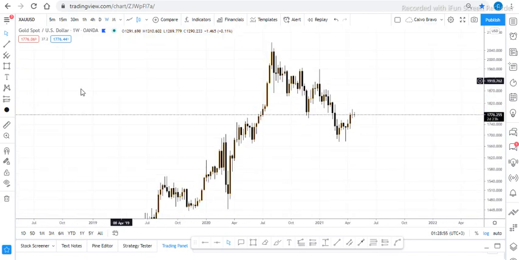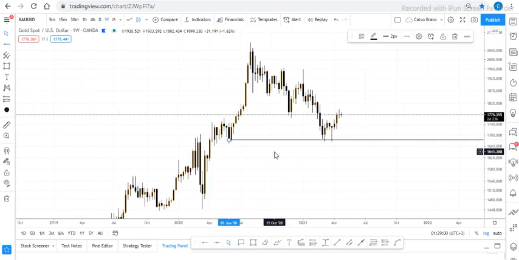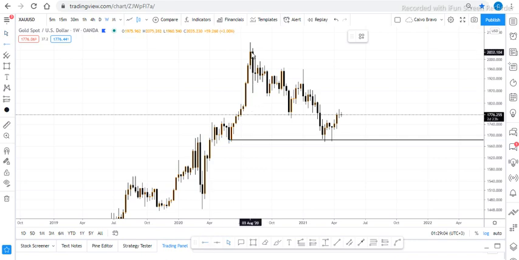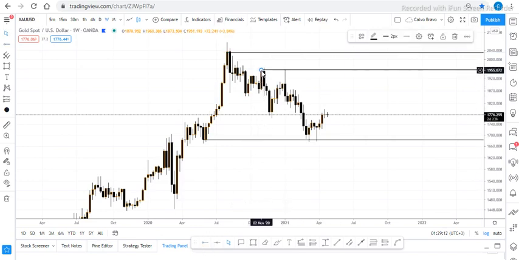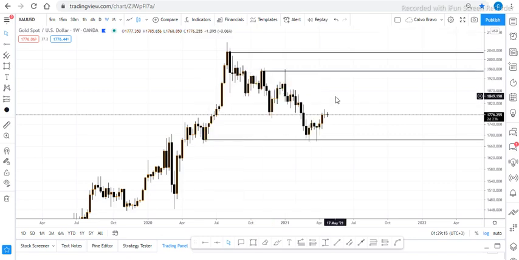So here we have this potential level here, the demand level. We also have this potential level here, which is the supply level. We can also mark this minor supply level over here. So our price has just touched the demand level. Probably it's going upward to touch this level or this level here.